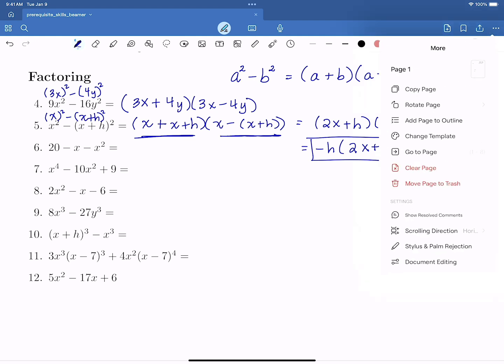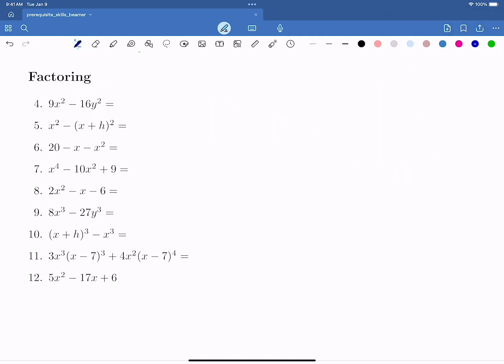Okay, the next one is not the difference of squares. There's a different pattern here. This is a trinomial, and the first thing I'm going to do is rewrite it in a different order. So I have my highest exponents first and then go in descending order. Negative x squared minus x plus 20.